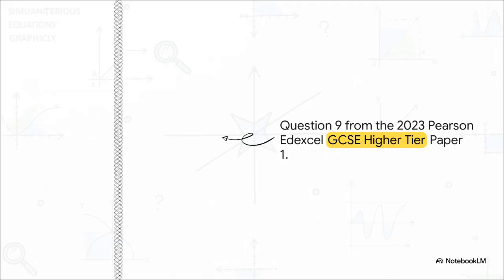All right, so here it is. This is the actual question we're looking at, straight out of a recent exam paper. You can see we've got a graph, a couple of lines crossing over, and the job is to solve the simultaneous equations that these lines represent. It's a classic graphical problem, for sure.